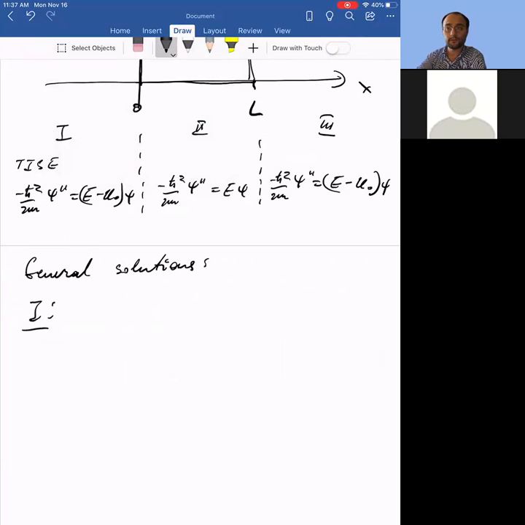In region 1, it would be, let me call it like this. It would be, so you see this is a constant. Actually, before I write down the general solution, let me rewrite the Schrödinger's equation. Don't worry, I will skip some math. I just want to set it up properly. So what I have is, so let me do this.